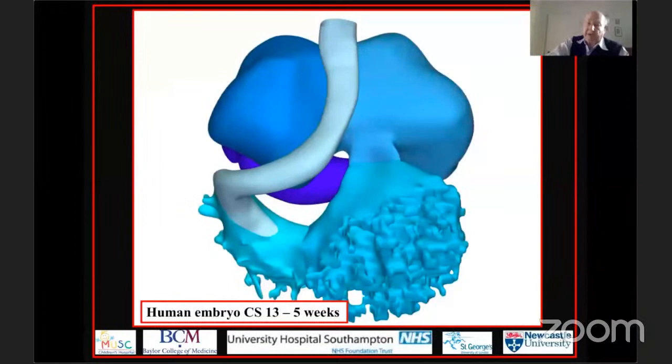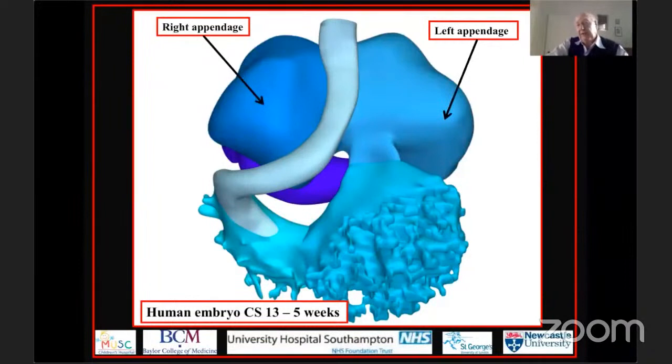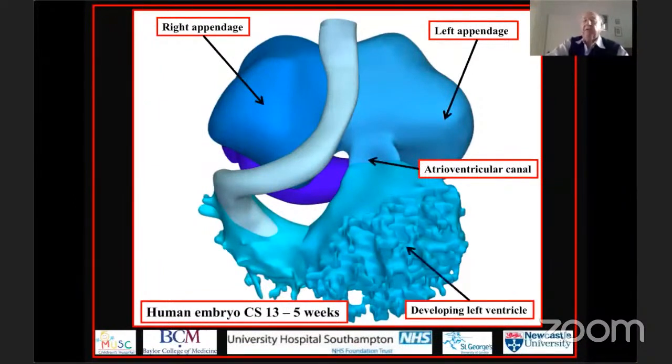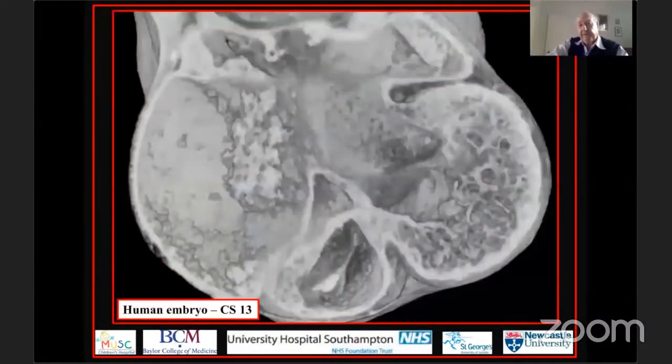We can see that by taking the cavities and looking at the entirety of the cavities at the same stage. You can see the ballooning of the right atrial appendage, the ballooning of the left atrial appendage. It's the formation of the appendages that eventually will permit us to distinguish what is morphologically right from what is morphologically left. But at this stage, the atrioventricular canal is connected only to the developing left ventricle. We can see that again in another of Dr. Mohan's episcopic data sets, again from a human embryo.